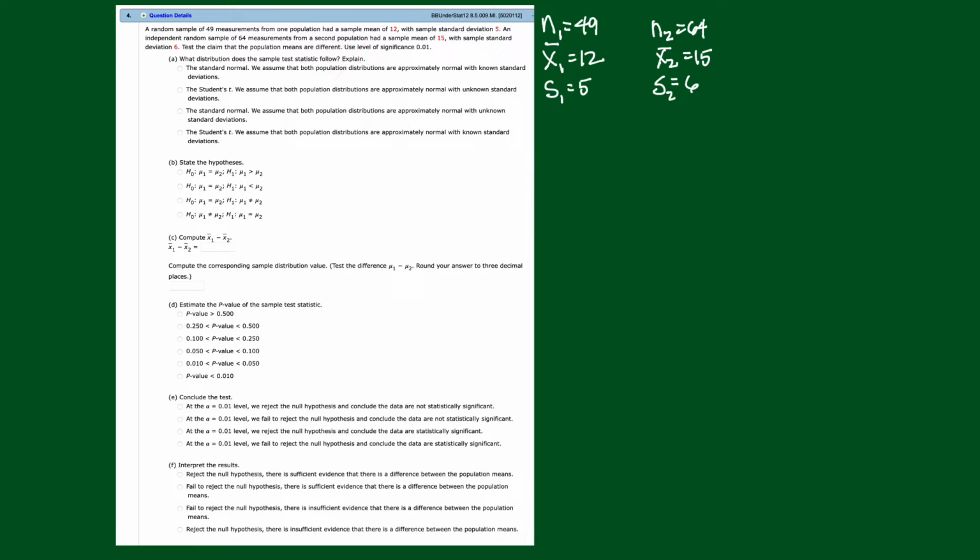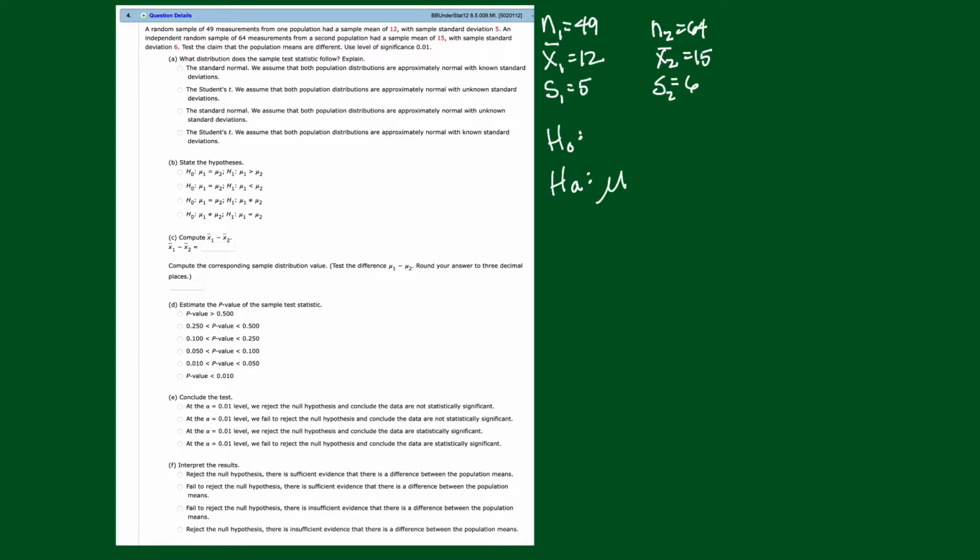All right, so if somebody thinks that maybe these are different, and there seems to be some indication. I mean, one mean is 12, one's 15. So there's at least a numerical difference. Let's test the claim for sure that these two are different. So we're just asked to test that they're different.